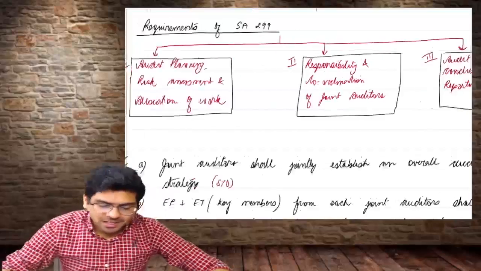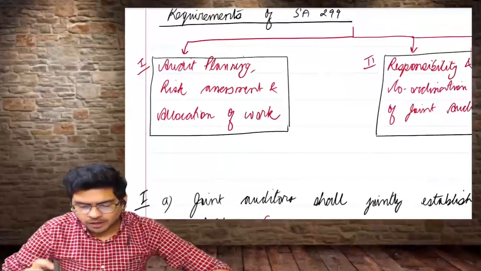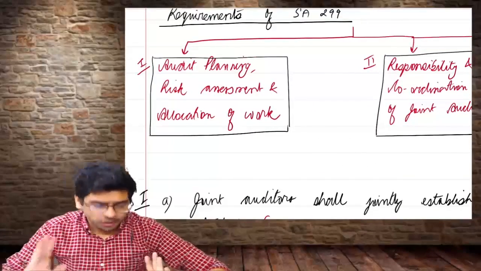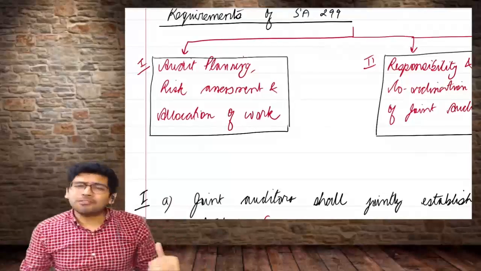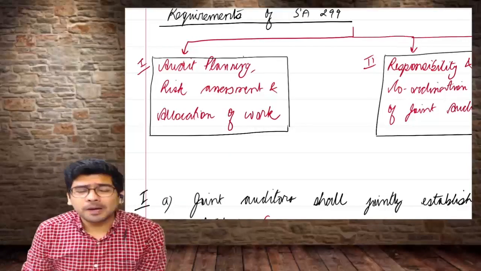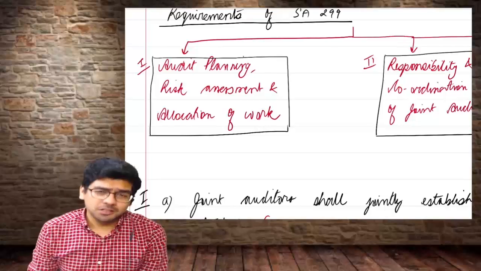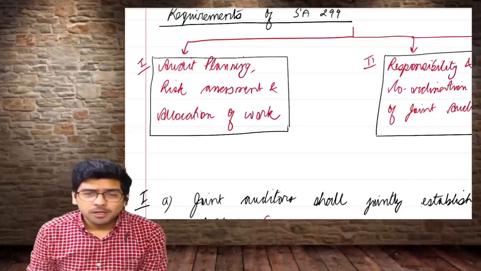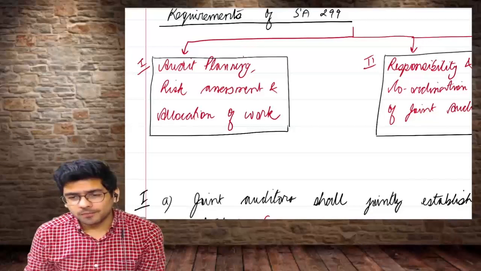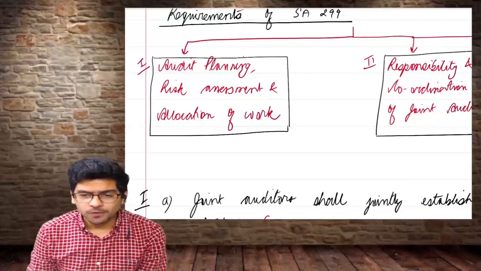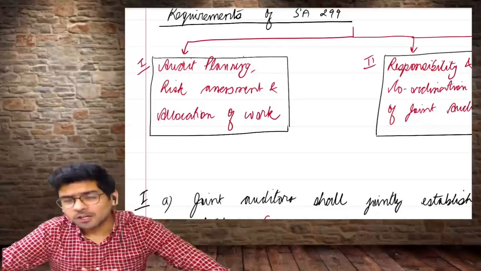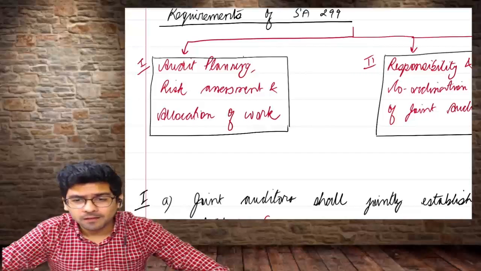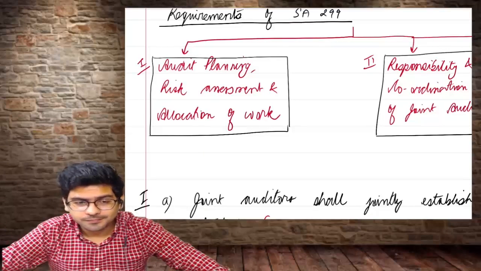So let us start with the first requirement: audit planning, risk assessment and allocation of work. Now we have covered the concept of audit planning. Let's say there are 4 auditors involved. Who do you think will be involved in the planning part? What does your common sense tell you? Who should be involved in planning? Auditor A, B, C or D, or all of them? What do you think? All of them.